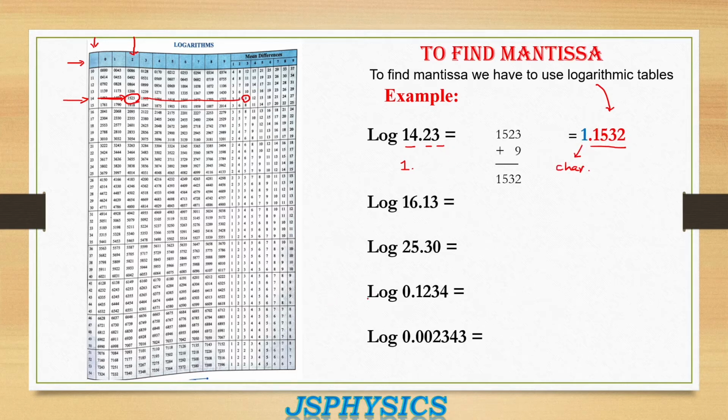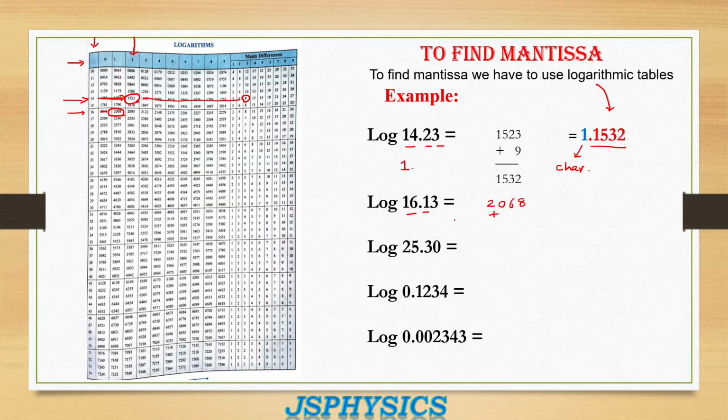Let us take another example. We have to find the log of 16.13. So in the row of 16, under the column of 1, the number written we have to find from here. Under the row of 16, under the column of 1, the number written is this. So that number is 2068.